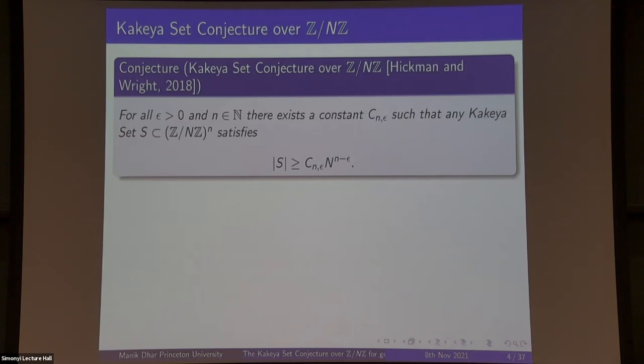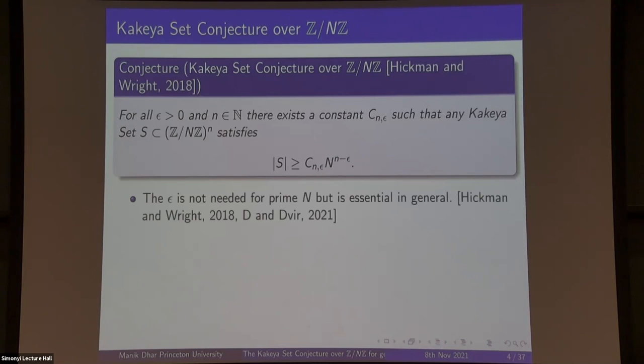If you remember, for a prime field, we did not have to worry about this epsilon nonsense at all. It turns out that there are examples which show that this is needed when you consider composite N, if you consider prime powers or even a product of multiple prime factors. So any bound will have to somehow be of this form.